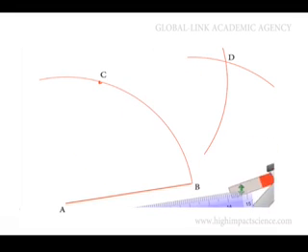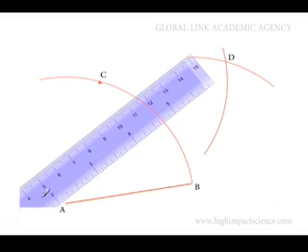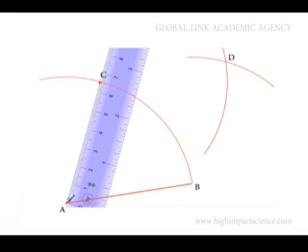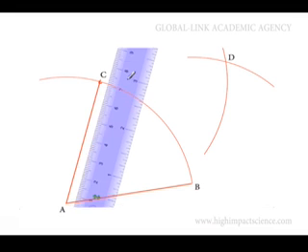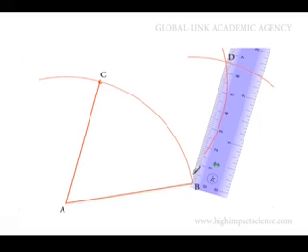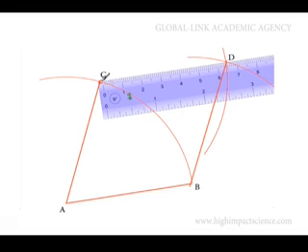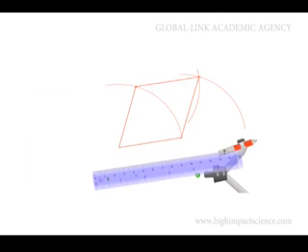Now we take a straight ruler and connect all the points to complete the rhombus. Join A to C, then B to D. And finally C to D. And there is your rhombus.